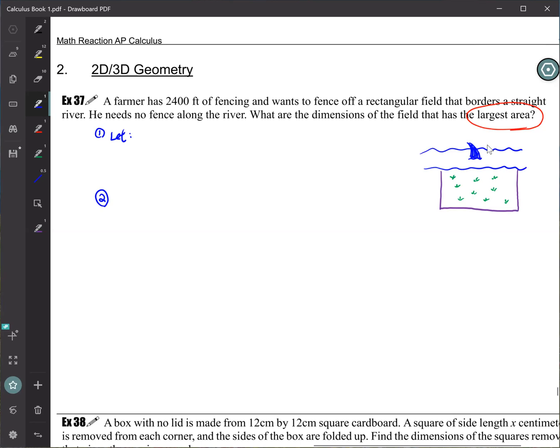This one is similar to the previous page, right? Instead of finding two numbers, we are finding the dimensions, right? So it's kind of like finding two numbers. Okay, let's check the last statement first. Emily, what's your last statement?